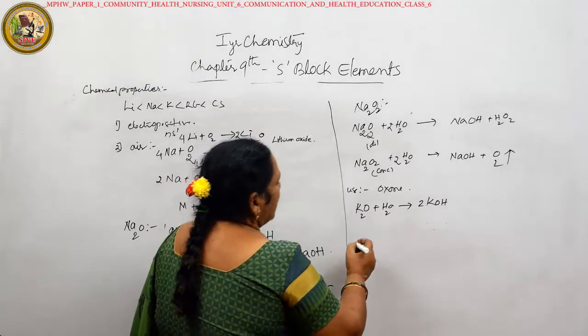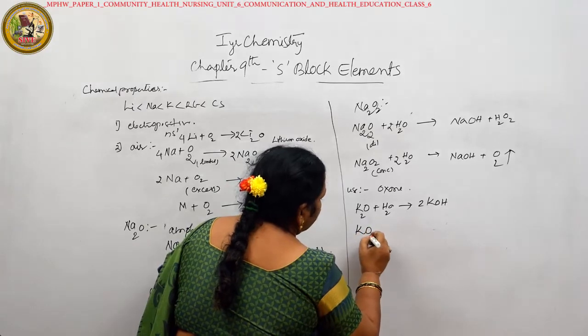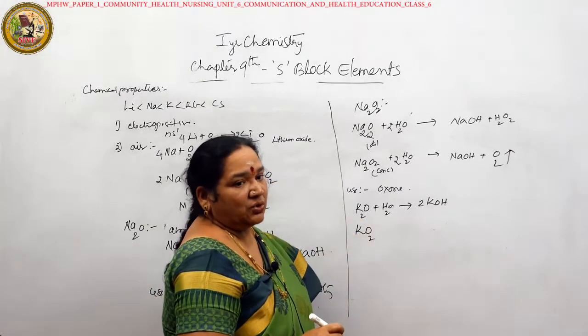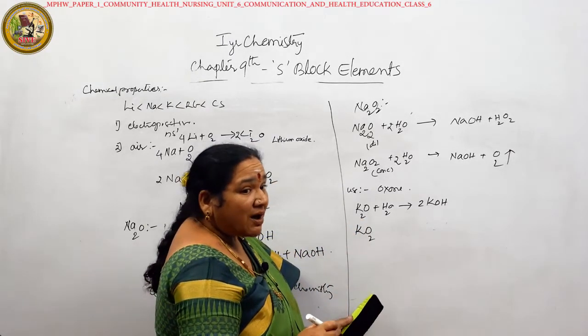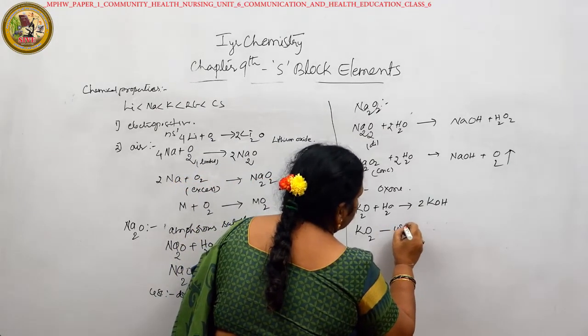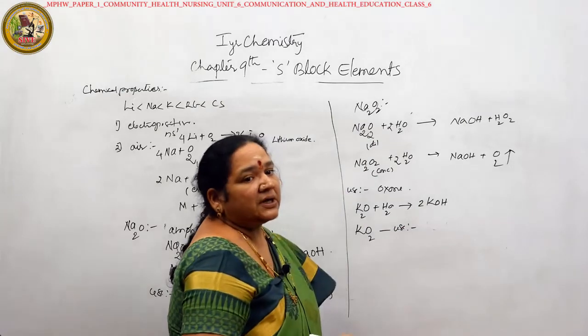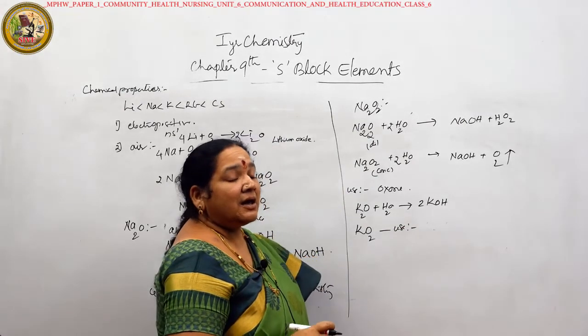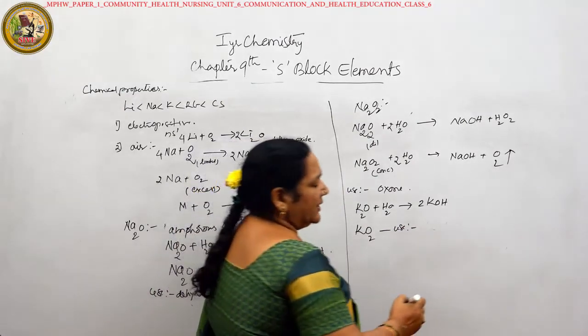The next is potassium superoxide, KO2. And what is its use? It is used as an oxidizing agent and also as an air purifier.